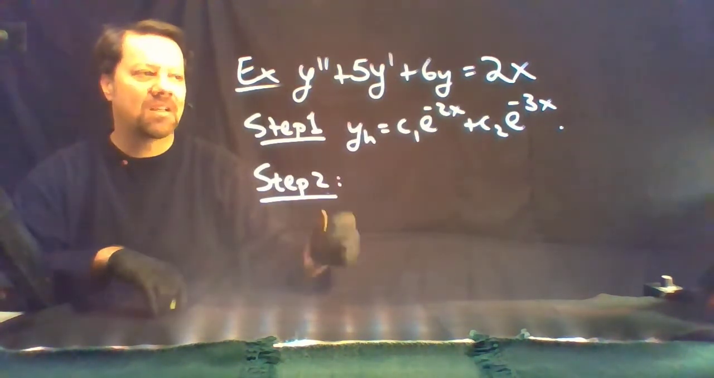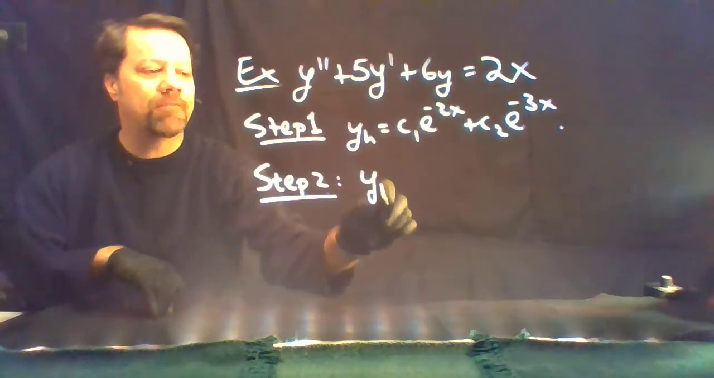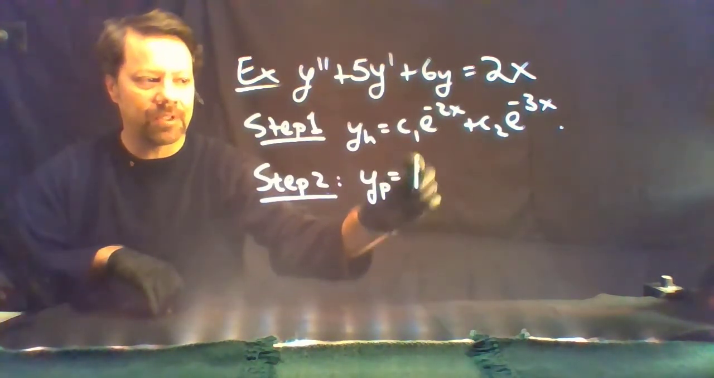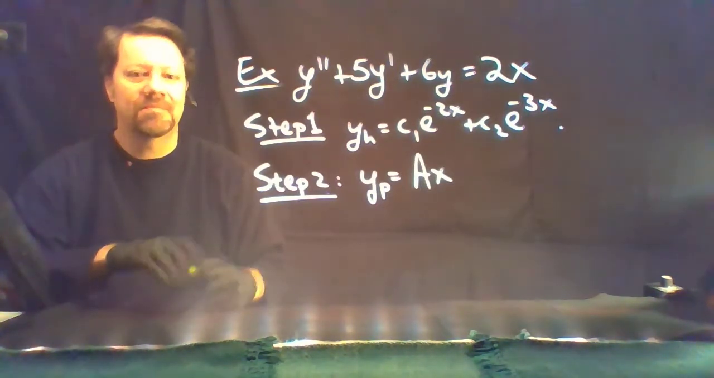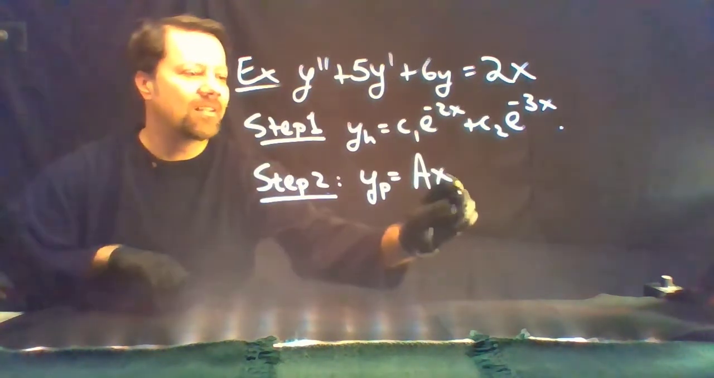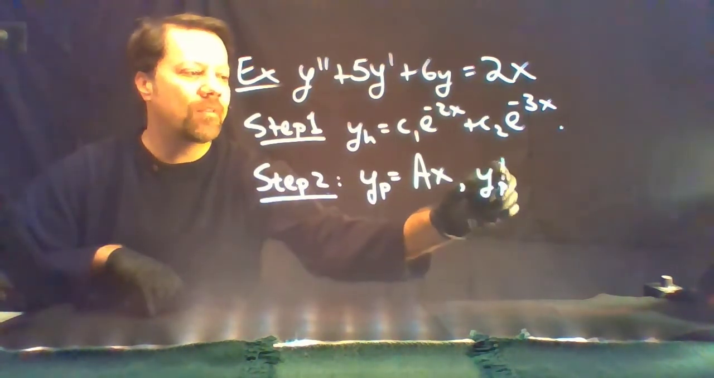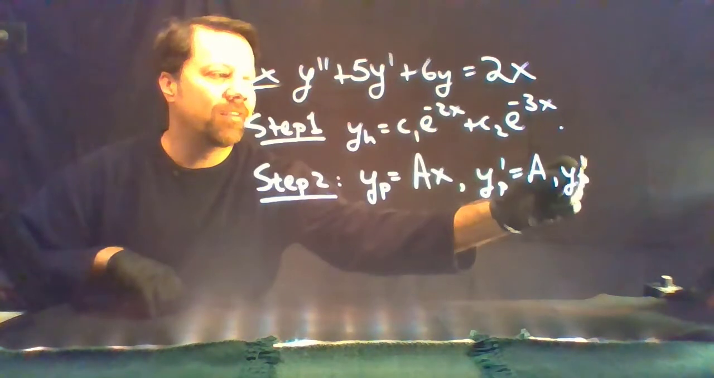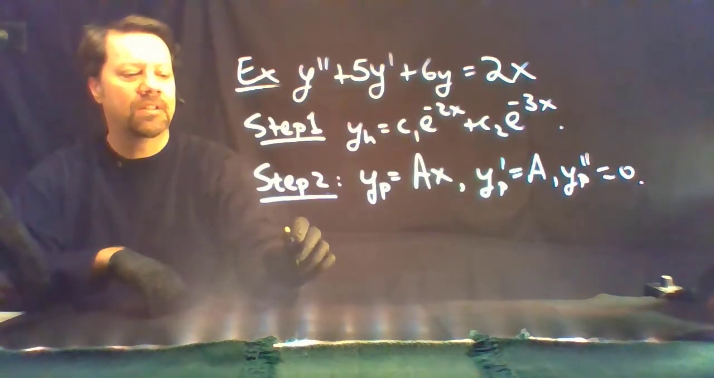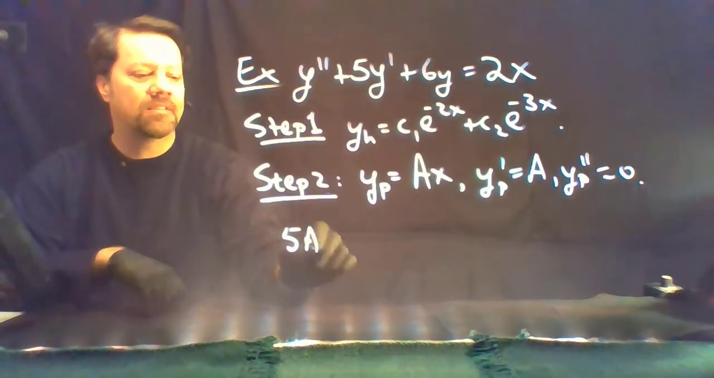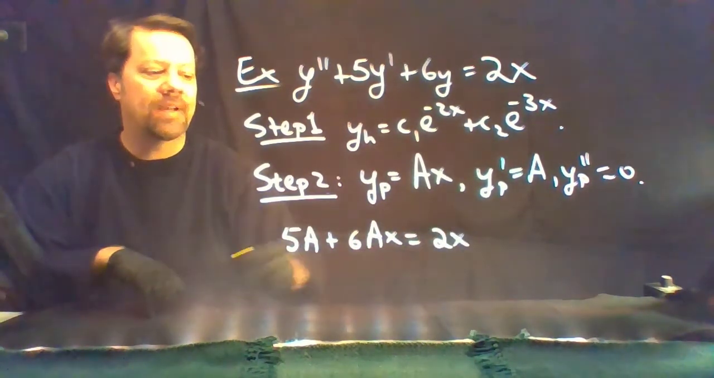When I'm in class, I ask my students to make that guess for me, and almost always they give me the following guess for a particular solution. As you will see, this is a bad guess. We'll show why. Note that if I assume that the particular solution is a constant times x, the derivative is a, and then the second derivative is 0. Plugging these into the differential equation, we get 5a plus 6ax equals 2x.